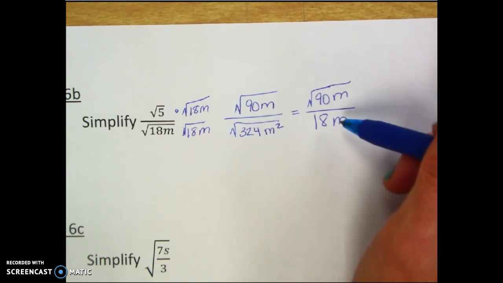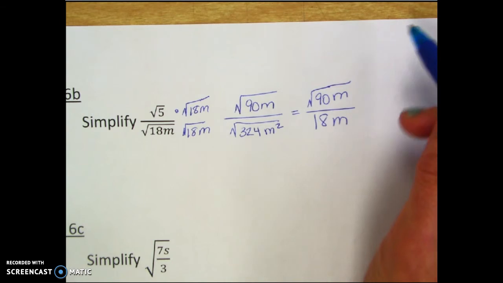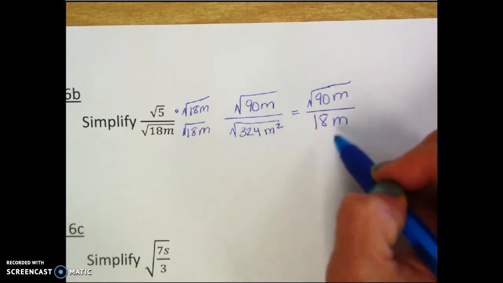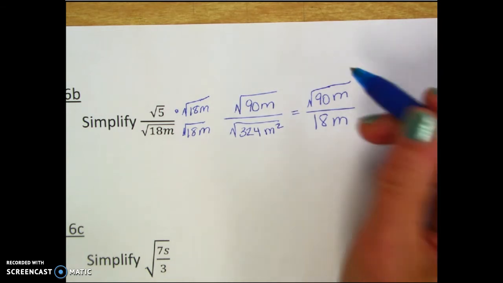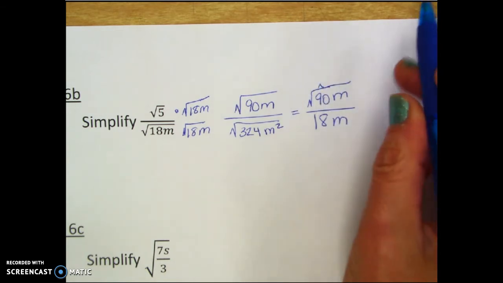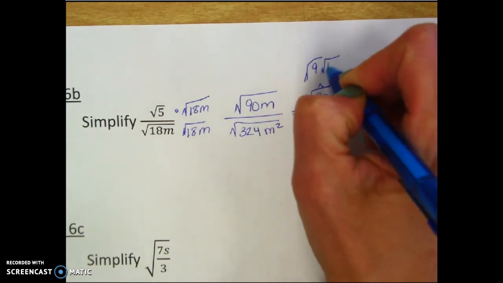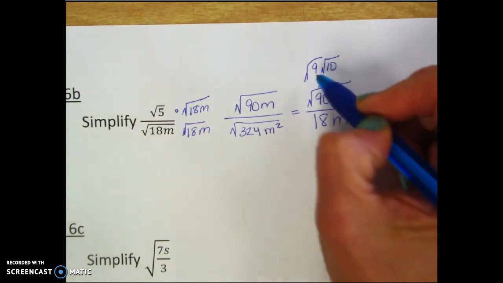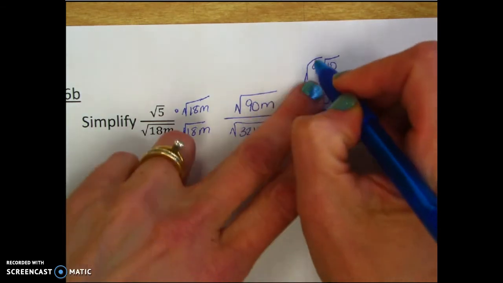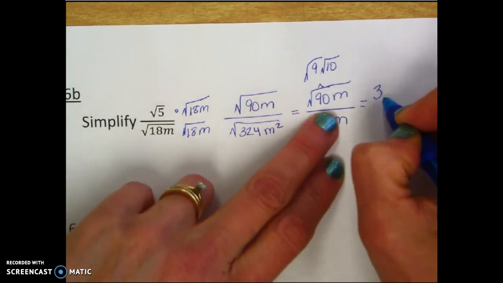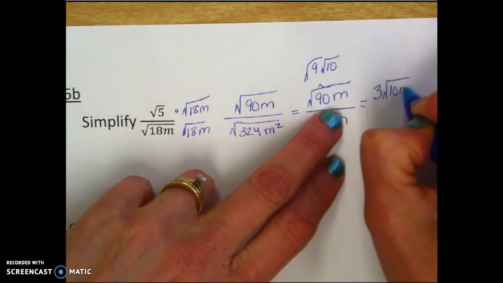Now, we didn't have to do this in the last one. This would have been our answer. Can we cancel this m and this m? No. This one's in a square root. This is not in a square root. But we can probably simplify this 90 some. If I take the square root of 90 and make it 9 and 10, the square root of 9 is a perfect square. So this top can become 3 square root of 10m.